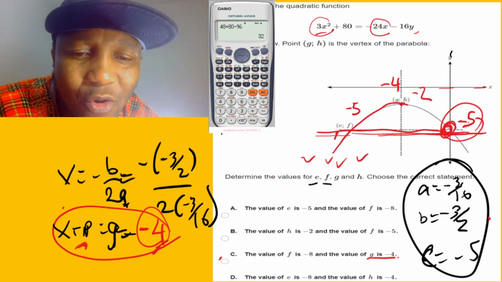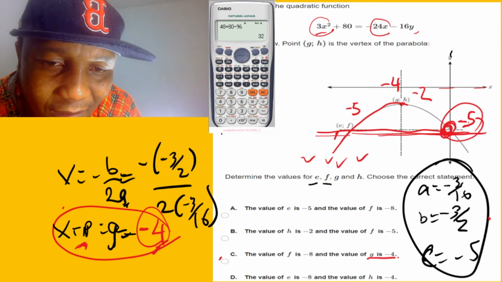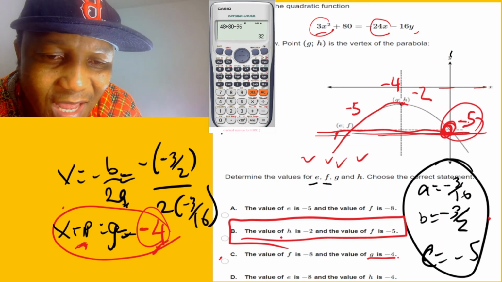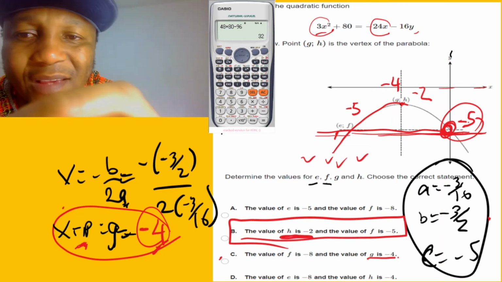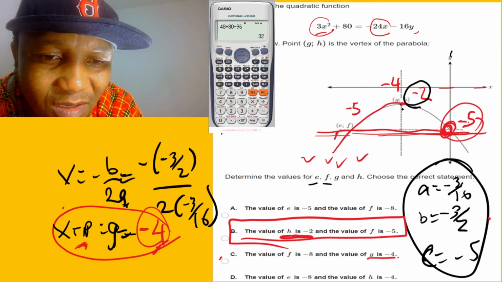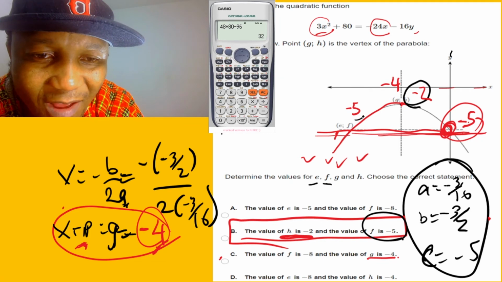But for me, I already know the answer here. This is the answer already. I don't even have to continue because look, H equals negative 2. Oh yes, H equals negative 2. And then F equals negative 5. F equals negative 5 is true.